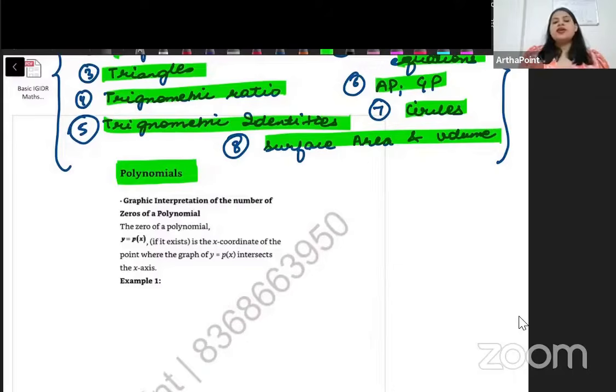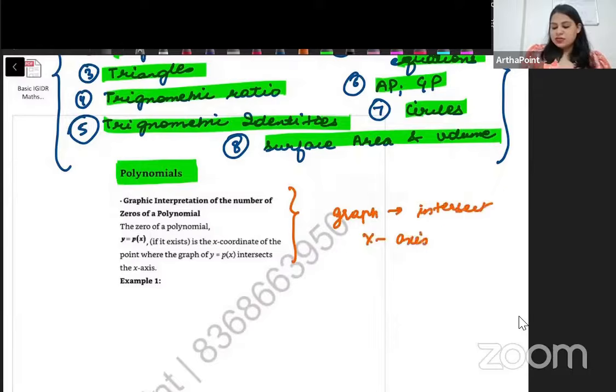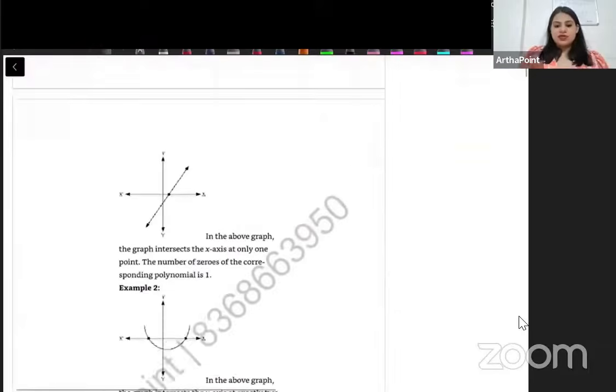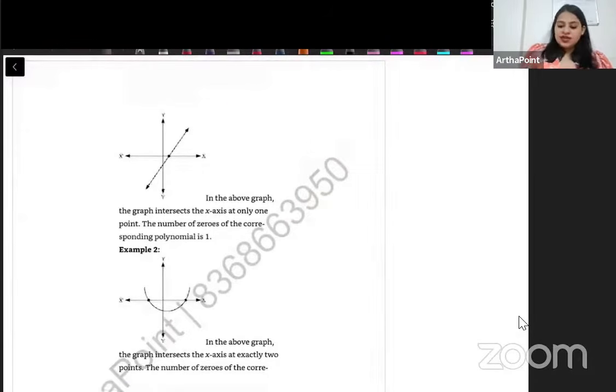Let us try to understand what is the graphical interpretation of the number of zeros of a polynomial. The number of zeros of a polynomial basically means, when does your graph intersect the x-axis? When does your graph intersect the x-axis? Let us take some examples for this. So consider this. In this graph, the x-axis is only intersected one time.